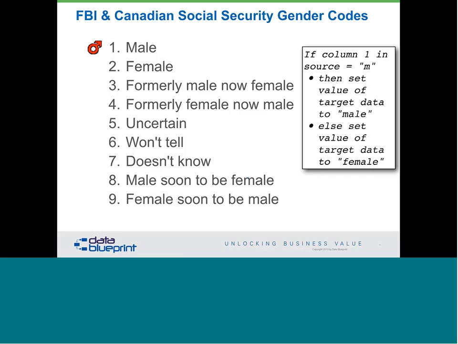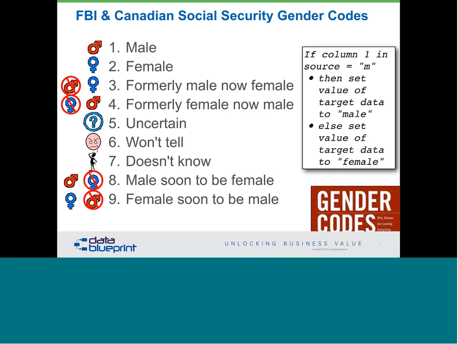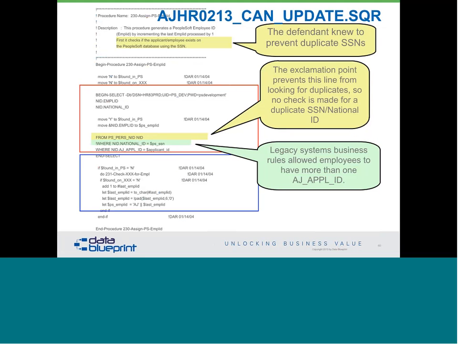by law. This particular system was maintained in Canada, which means they had to maintain the Canadian Social Security gender codes of male, female, formerly male now female, formerly female now male, uncertain, won't tell, doesn't know, male soon to be female, and female soon to be male. By the way, the FBI maintains those codes as well. Again, I won the case right there, because everything that was not male, female, formerly male now female, formerly female now male all fell into the category of female, and we were able to demonstrate that the data was of lower quality than the original.